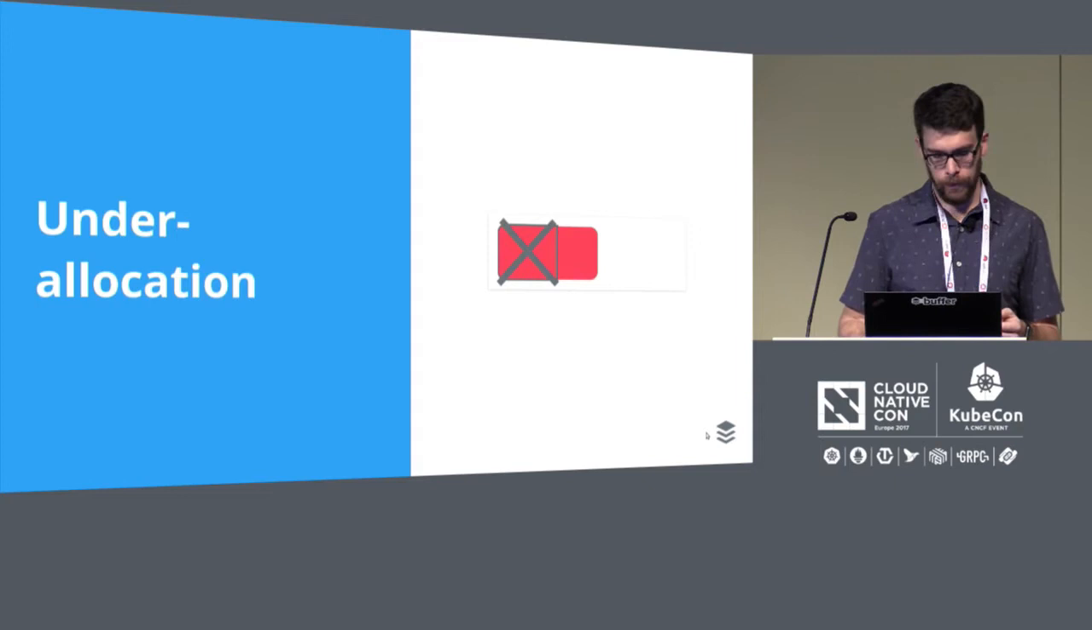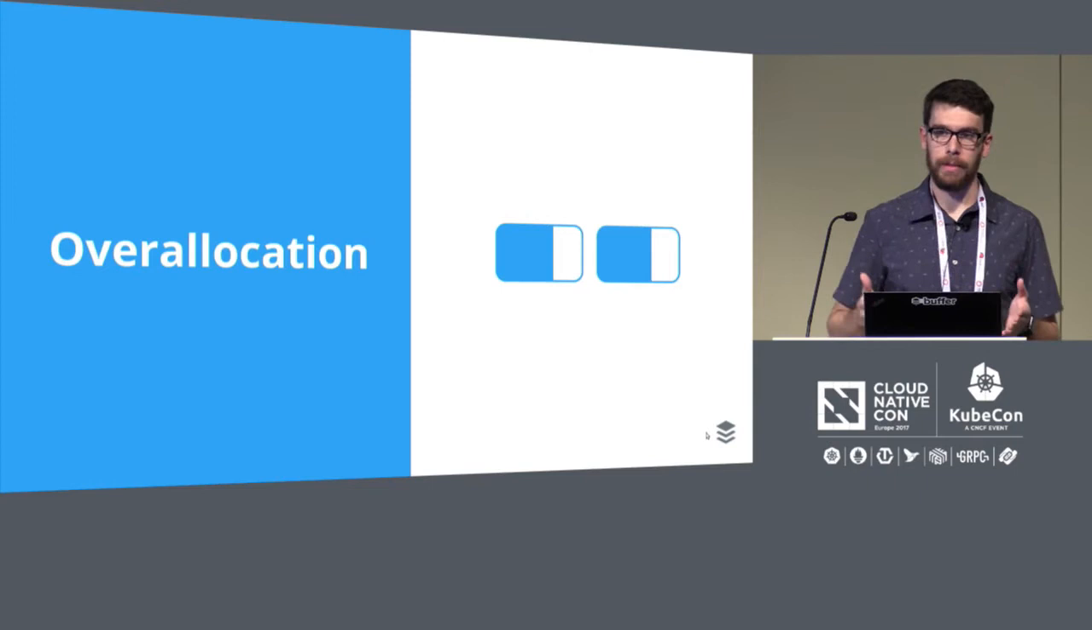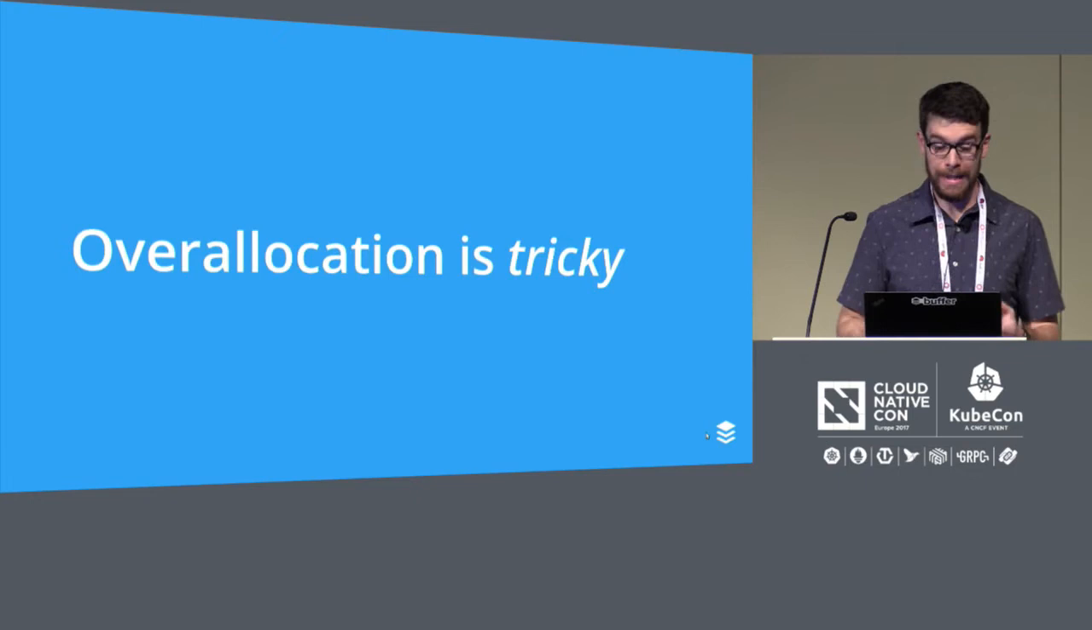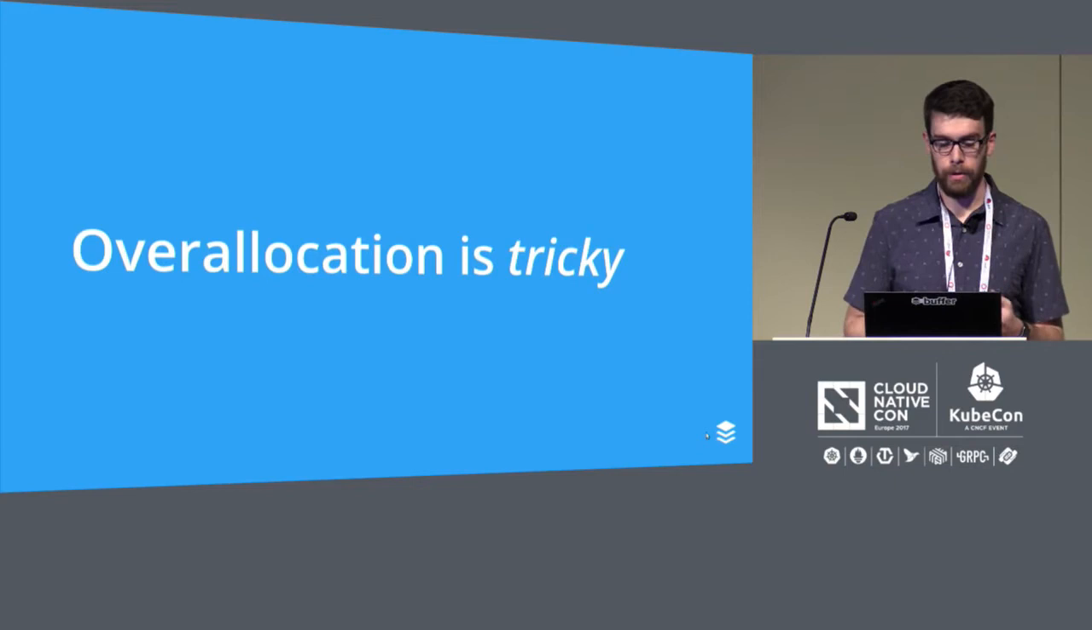The other one is over allocation. This is where you've given your pod or your container enough resources that it's never actually going to be able to use them for the load that you're trying to service. This is a tricky problem to detect because things can work for a while. You can be in this place where you're handling all of your load and things look great.